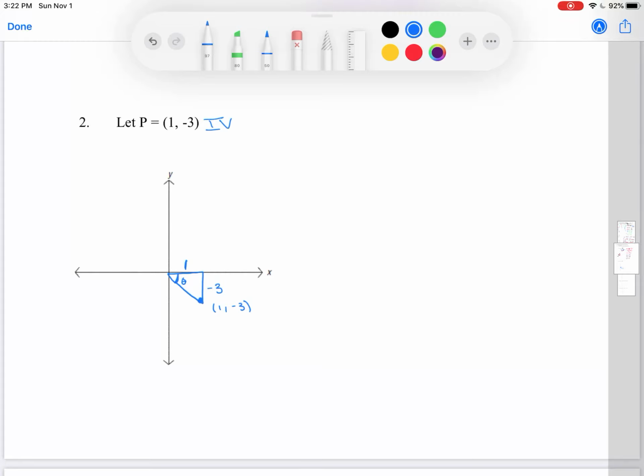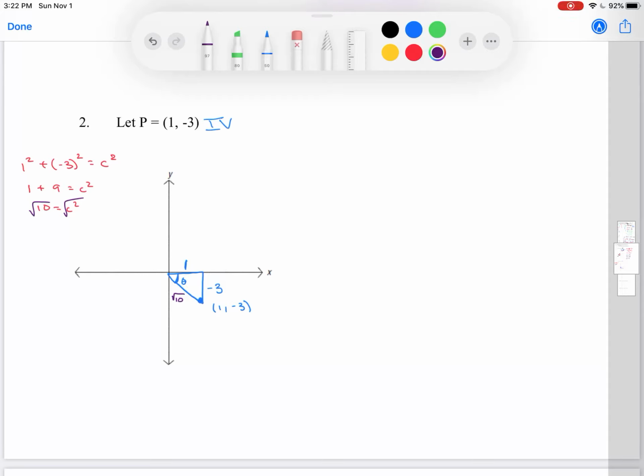Well, that's going to give me the triangle here. I can build that in with theta being at the origin. My 1 represents my x and my -3 represents my y. So that's the lengths of those two sides. I don't know the length of the hypotenuse, so I'm going to use the Pythagorean theorem to help me out here.